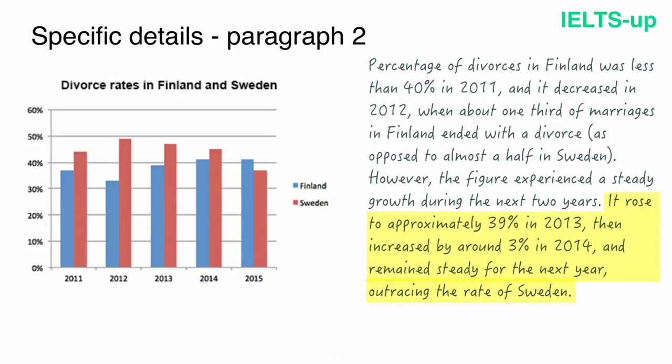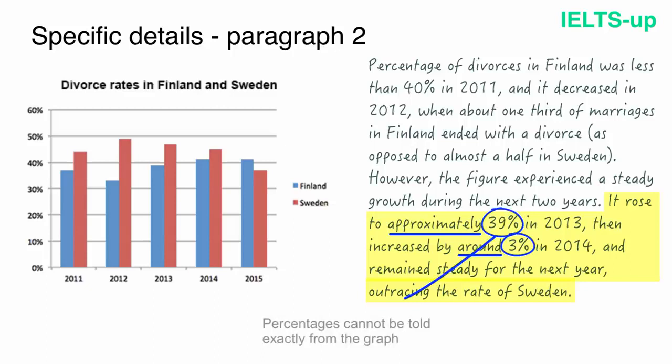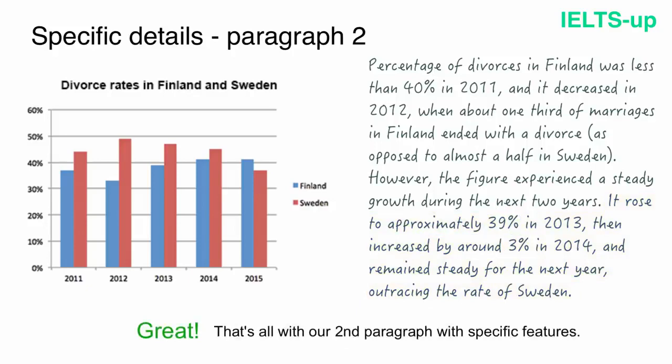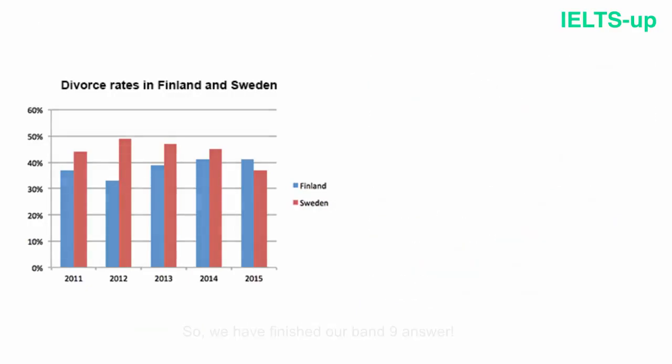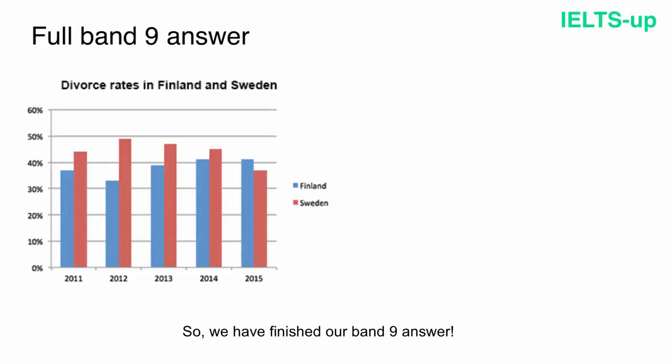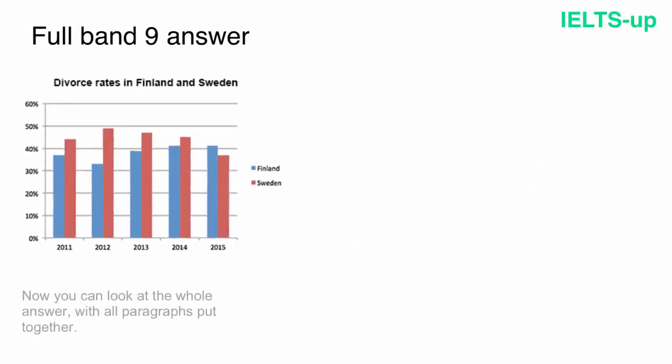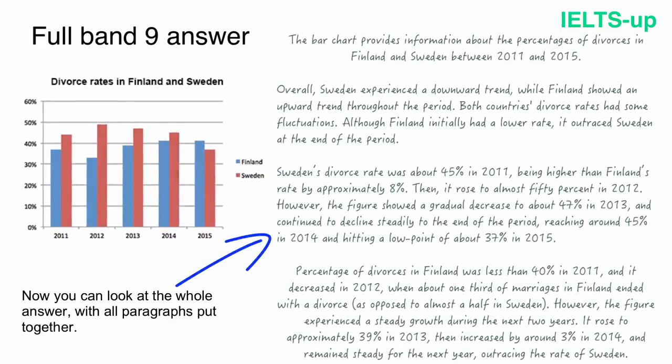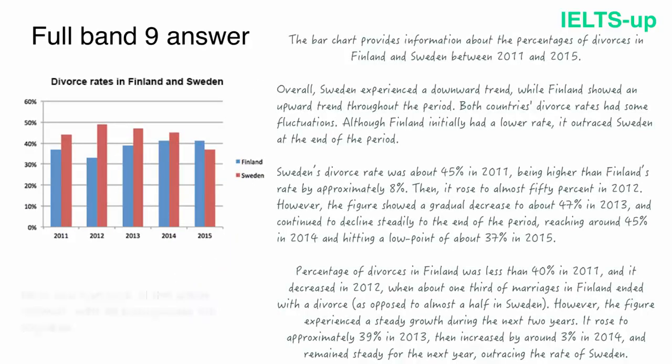You can see that I use words approximately and around to show that I describe percentages, which cannot be told exactly from the graph. Great! That's all for our second paragraph with specific features. So, we have finished our Band 9 answer. Now you can look at the whole answer, with all paragraphs put together.